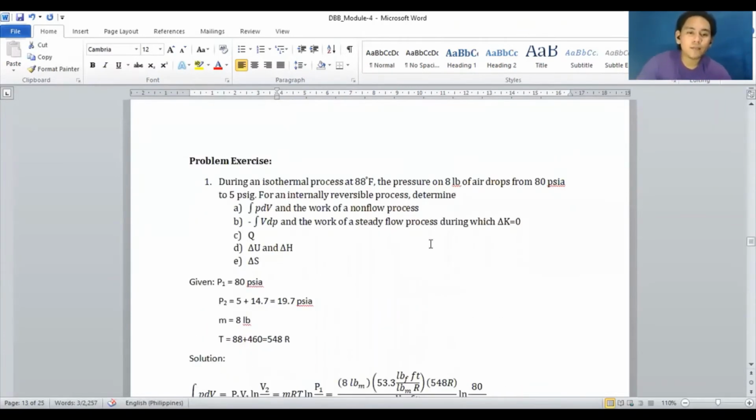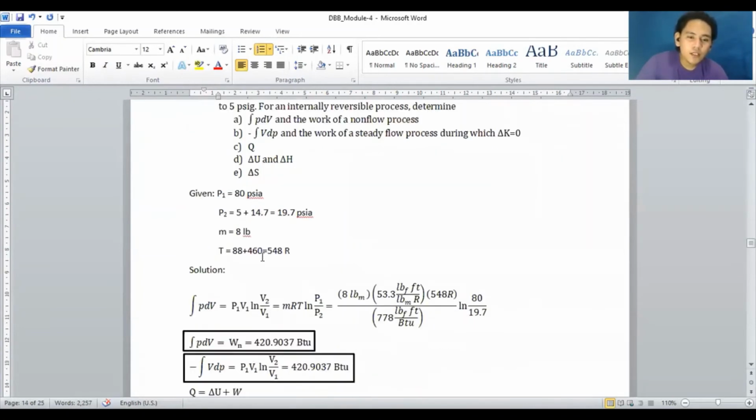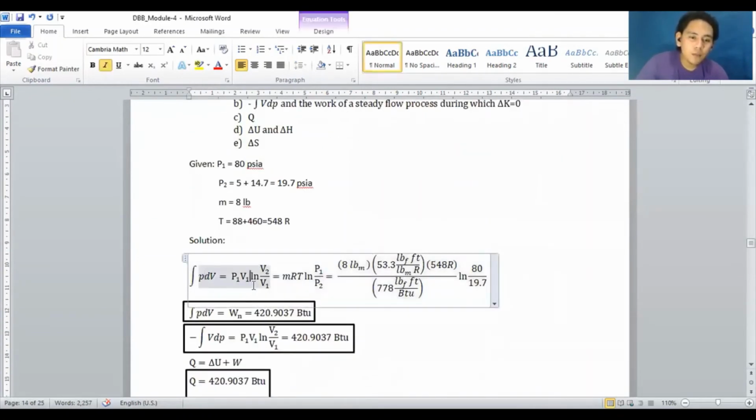Now for problem exercises, number 1. During an isothermal process at 88 degrees Fahrenheit, which is the T1, the pressure on 8 pounds of air drops from 80 psia, P1, to 5 psig. Please take note of the pressure difference, which is absolute, and gauge pressure, which is P2. For an internally reversible process, determine the integration of PdV and the work of the non-flow process. The integration of PdV or the work non-flow is P1 V1 ln V2 over V1, or equal to mRT ln P1 over P2 if there are no values of P1 and V1, so it's okay to use this equation.